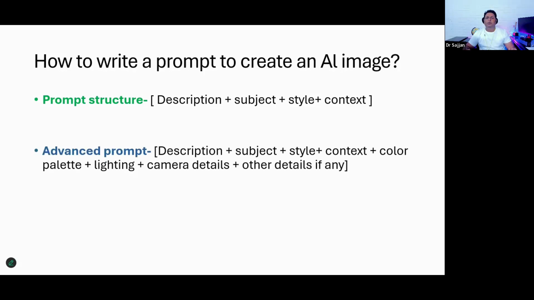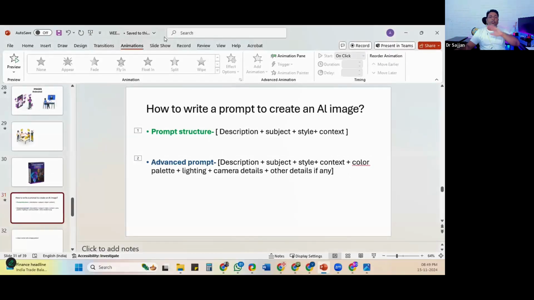Now for an advanced prompt, you'll understand this better as you keep doing more prompts. On top of description, subject, style, and context, you can specify the color palette, the lighting, what type of camera the images are taken with, and other details. However, with the current advancement in ChatGPT, the AI image generation tool itself will give you the prompt. You just have to tell it two words and it will give you the prompt.